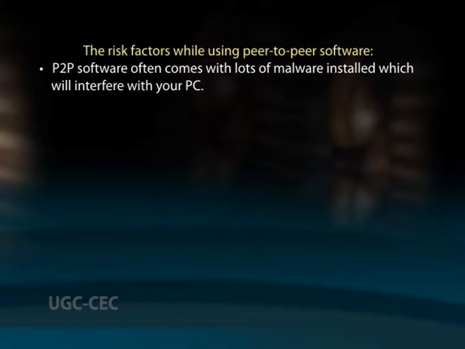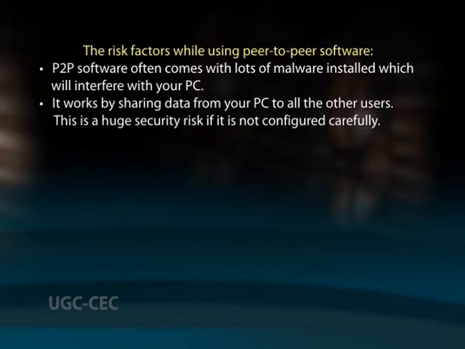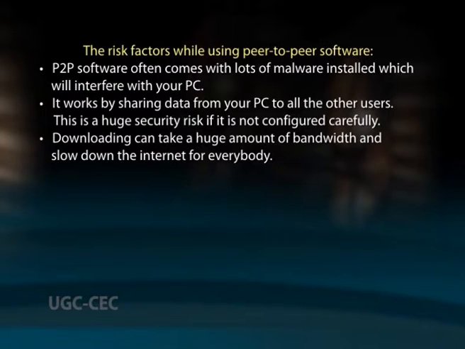Peer-to-peer software, P2P. Peer-to-peer software like BearShare, eDonkey, etc. allows a user to share and download files, usually music, videos and software. The risk factors: P2P software can often come with a lot of malware installed which will interfere with your PC. It works by sharing data from your PC to all the other users. This is a huge security risk if it is not configured carefully. Downloading can take a huge amount of bandwidth and slow down the internet for everybody.